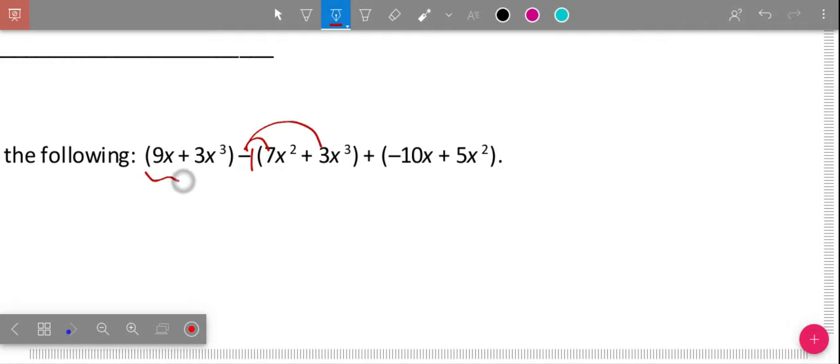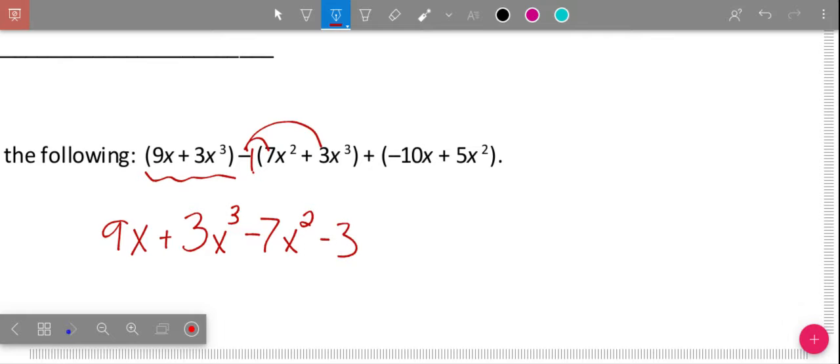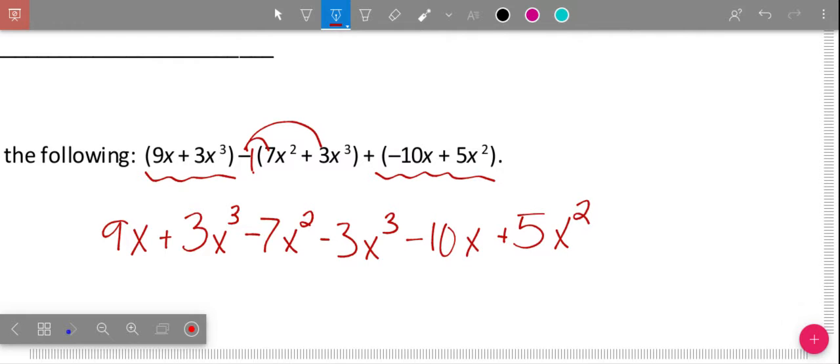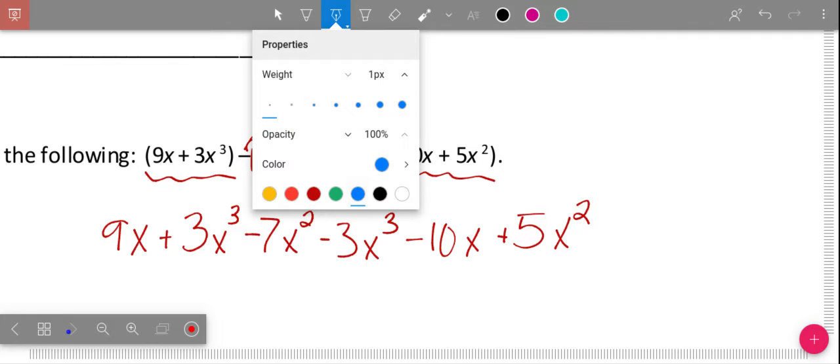So this first set of parentheses stays the same. I have 9x plus 3x cubed. -1 times 7 gives me minus 7x squared. -1 times 3 gives me minus 3x cubed. This set has a plus in front of it, so we don't change it either. So I just have minus 10x plus 5x squared. Now at this point, I've distributed my negative. Now I can just combine like terms like I have been this whole time.